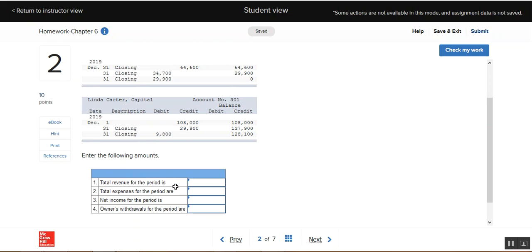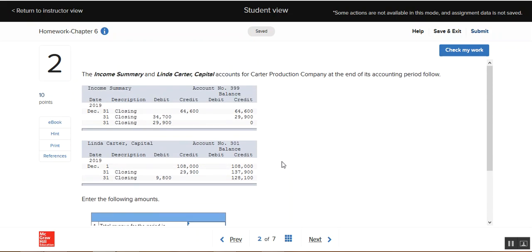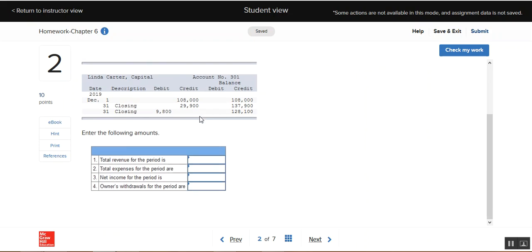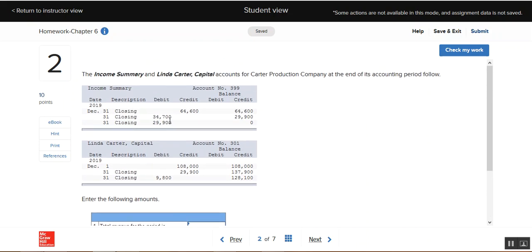It says the total revenue for the period is. Now, if you recall in the previous problem, we closed revenue and we closed expenses into income summary, and we close revenue first. So the first thing that happens in that income summary account should be the revenue. So that's the revenue. The next thing it says total expenses. Well, that's the next thing we closed out to income summary. So that's the $34,700. So there's your revenue. There's your expenses. The net income is the difference between the two. It's also the amount that you closed out to zero out that net income. Zero out that income summary account.